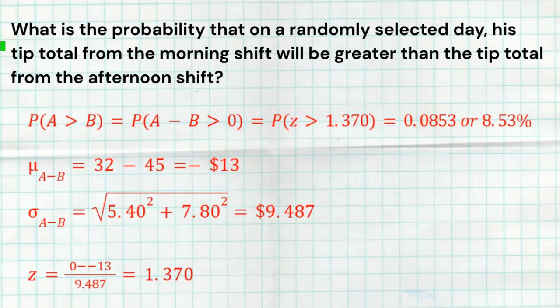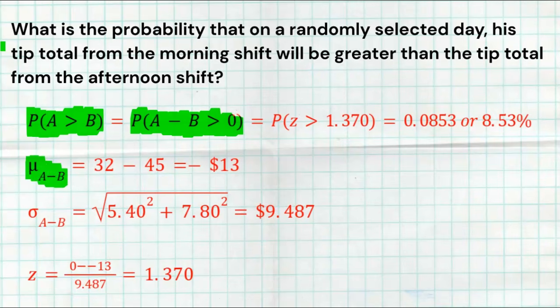And now let me walk you through this one more time. We're trying to find the probability that the morning amount is greater than the afternoon amount, which is the probability that the difference, A minus B, is greater than 0. All right, so first we have to find the mean for the difference. Well, that's easy. We expect 32 in the morning. We expect 45 in the afternoon. That is a negative $13 difference. We expect $13 less for this difference.